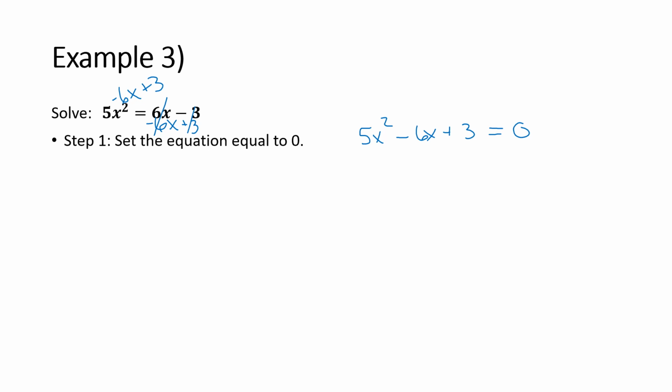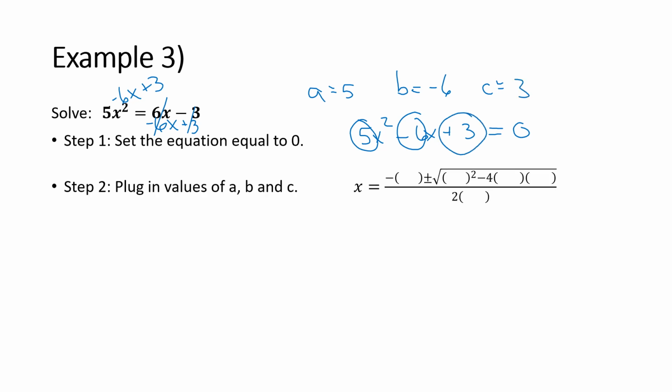has to be third. Once you have it written like this, you can get your values. A is 5 because we have 5x squared. B is negative 6 because we have negative 6x here. And C is a positive 3 because our constant is a positive 3. So we're going to go through the formula up at the top of our page so we have it to reference.